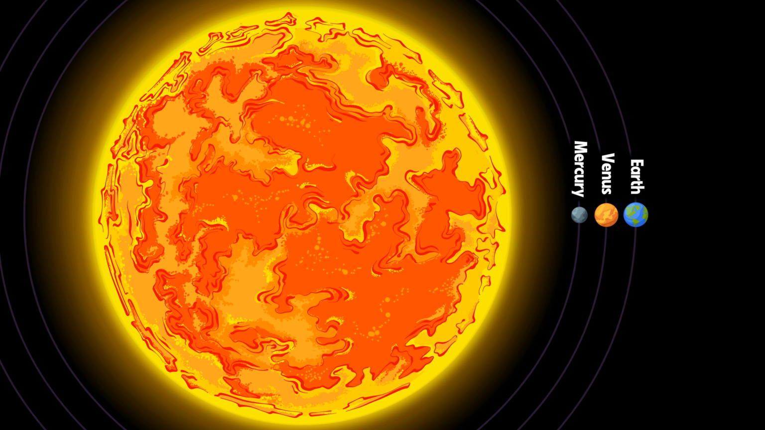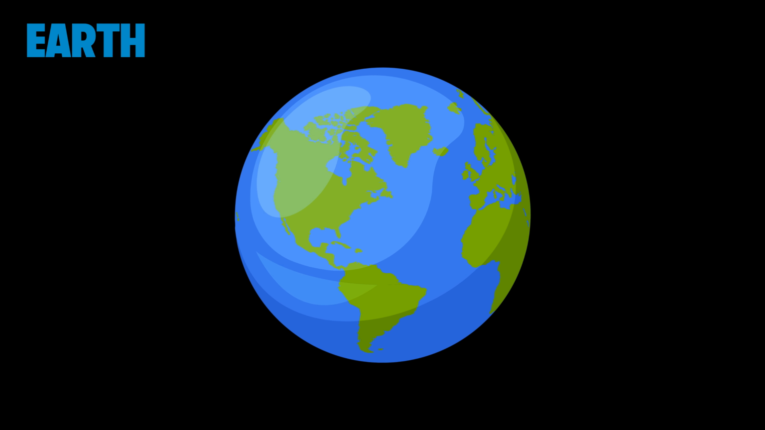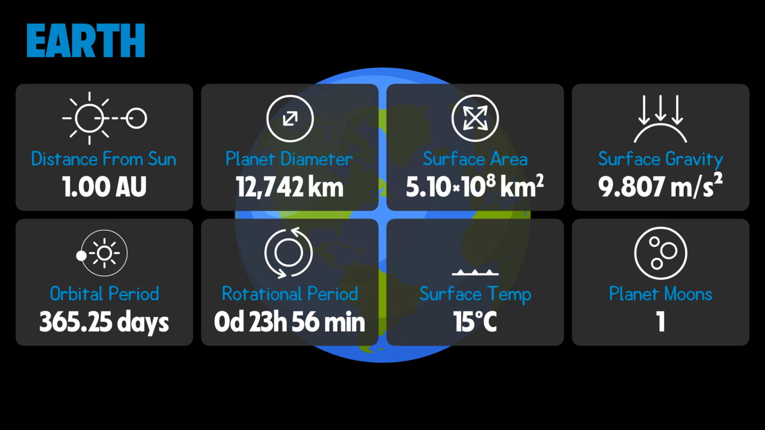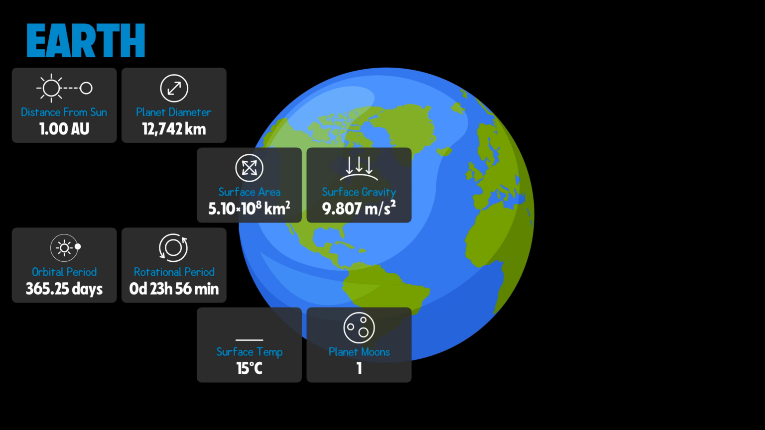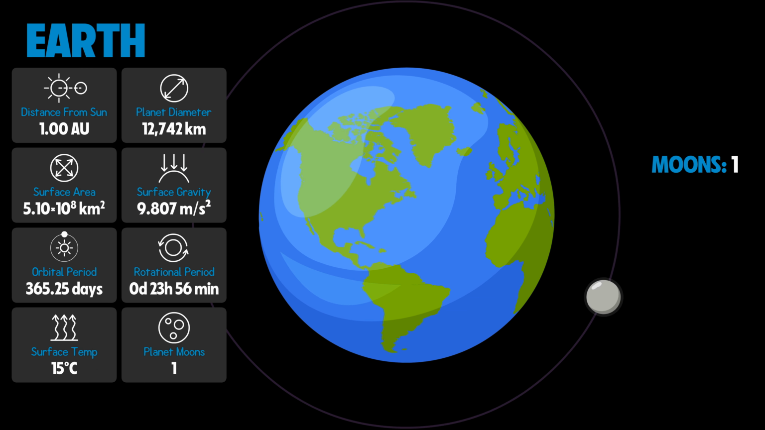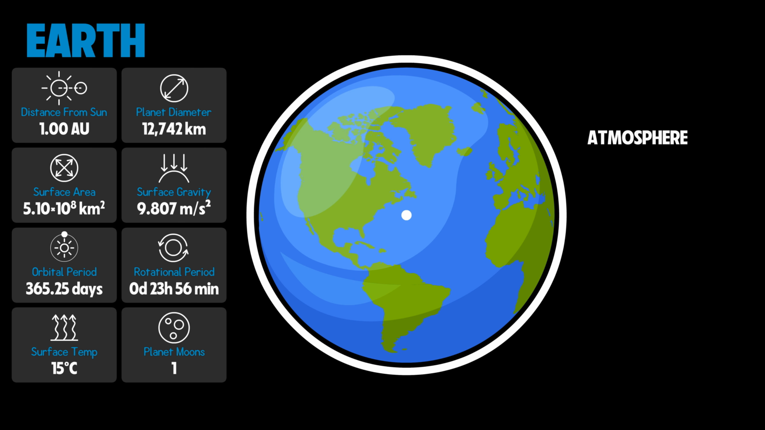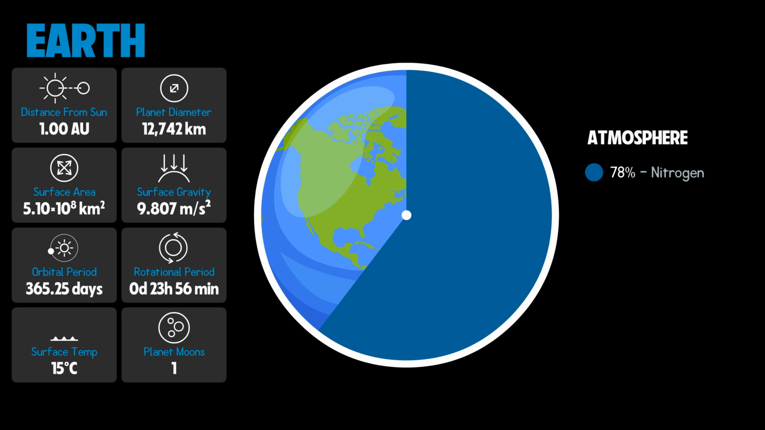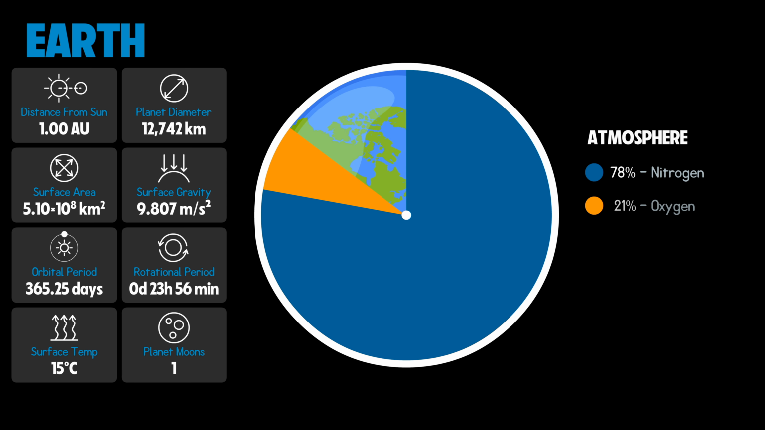Earth, our home, comes next as the 3rd planet from the Sun. Earth, the only planet known to harbor life, with moderate temperatures and abundant water, completes a rotation in approximately 24 hours. It orbits the Sun at an average distance of 1 astronomical unit. Earth's only natural satellite is commonly known by the simple name, the Moon. The atmosphere consists primarily of nitrogen and oxygen, along with trace quantities of argon and various other elements.